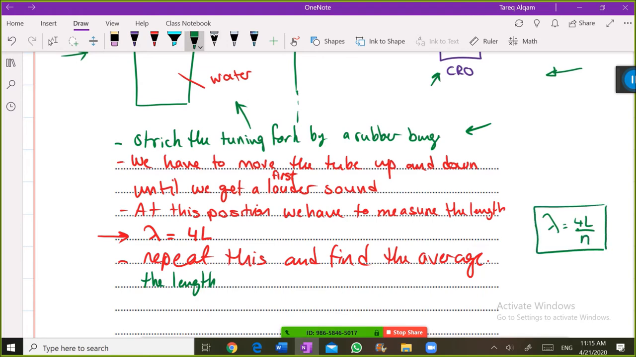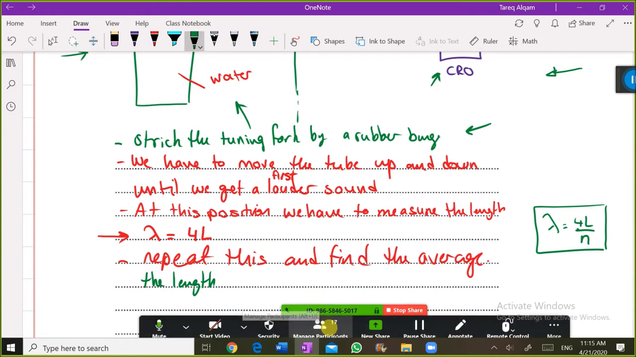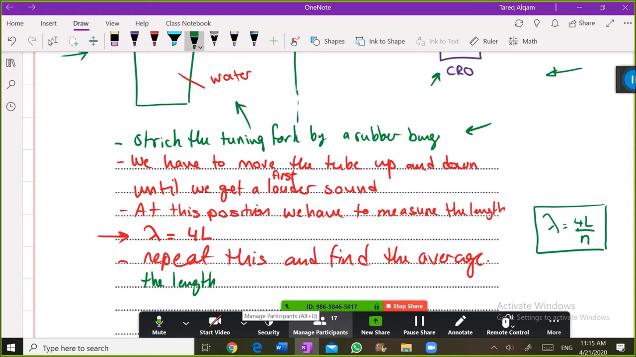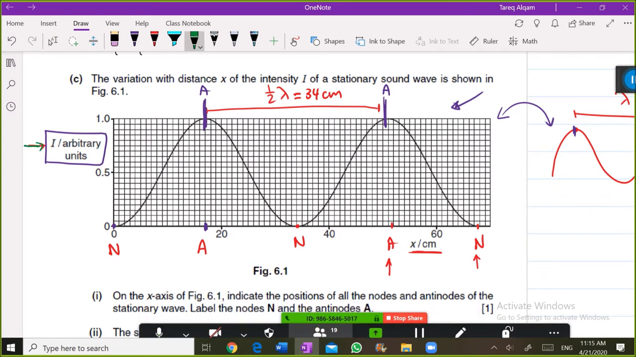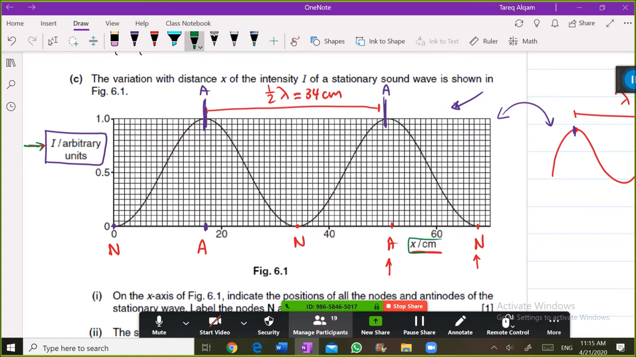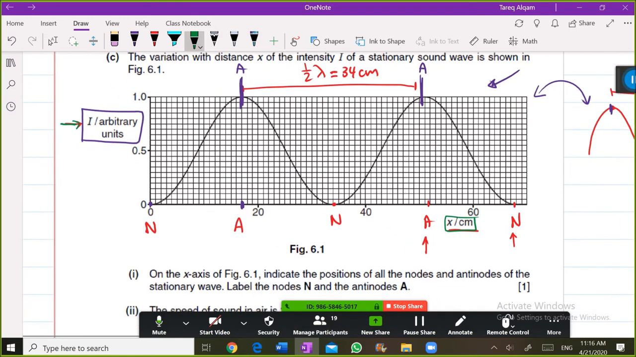So when I hear the first louder sound, this means that we are considering the first harmonic. We are given intensity, not displacement. Here, this is intensity versus distance. Okay, at the point where the intensity is very large, the maximum intensity, this is an antinode here.